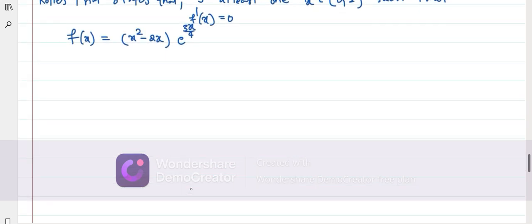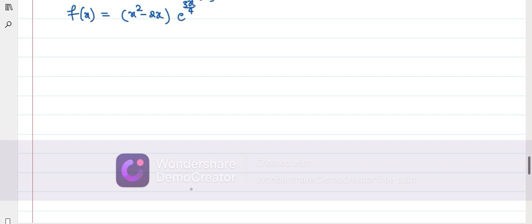Now let me differentiate this. How can you do the differentiation? You have to apply the product rule. First function into second function. What does the product rule say? You have to keep the first function as it is and differentiate the second function. Plus, the second function as it is, differentiate the first function. That's it. That is your product rule. What is the first function here? X square minus 2x.